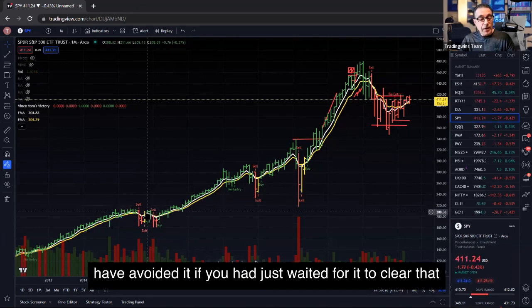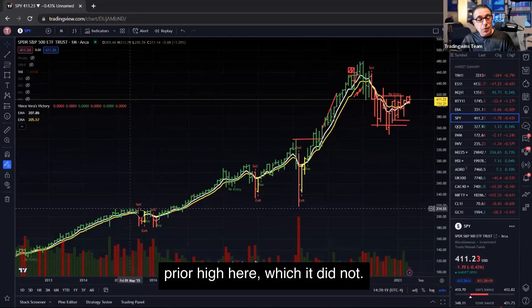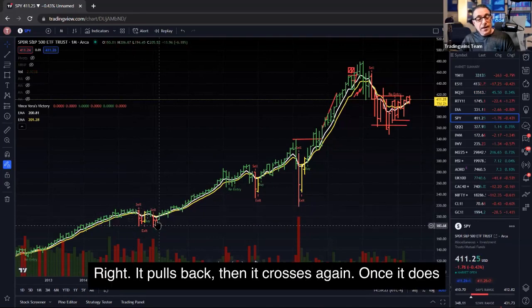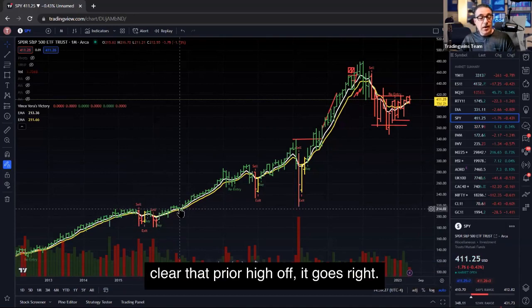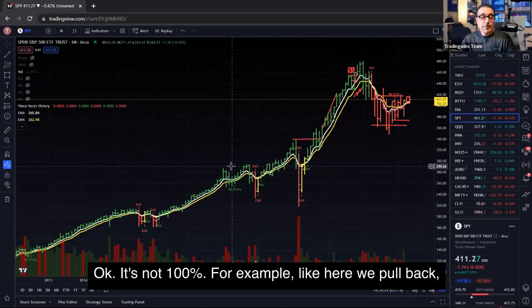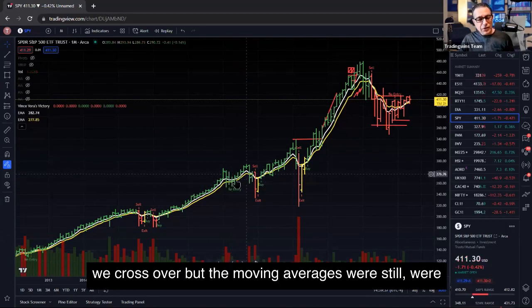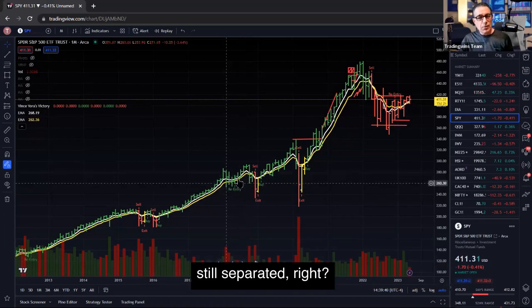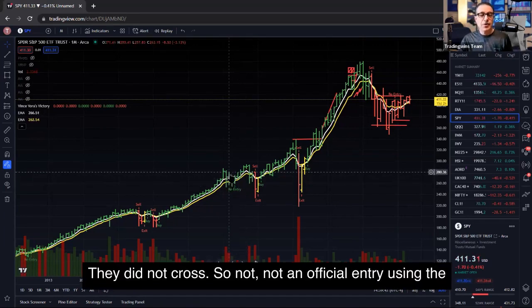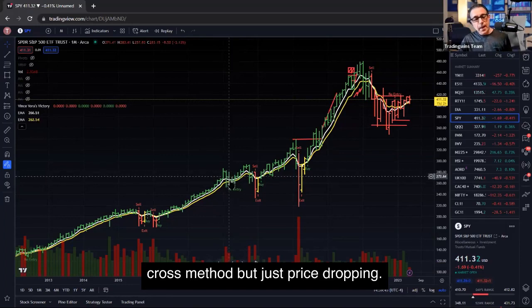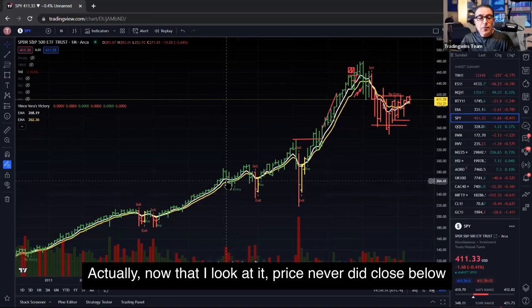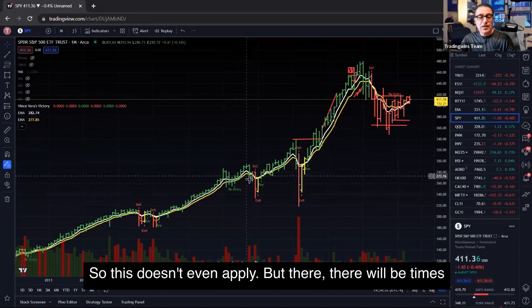But how could you have avoided it? If you had just waited for it to clear that prior high here, which it did not, right? It pulls back, then it crosses again. Once it does clear that prior high, off it goes, right? Okay. It's not 100%. For example, like here, we pull back, we cross over, but the moving averages were still separated, right? They did not cross. So not an official entry using the cross method, but just price dropping. Actually, now that I look at it, price never did close below both moving averages. So this doesn't even apply.